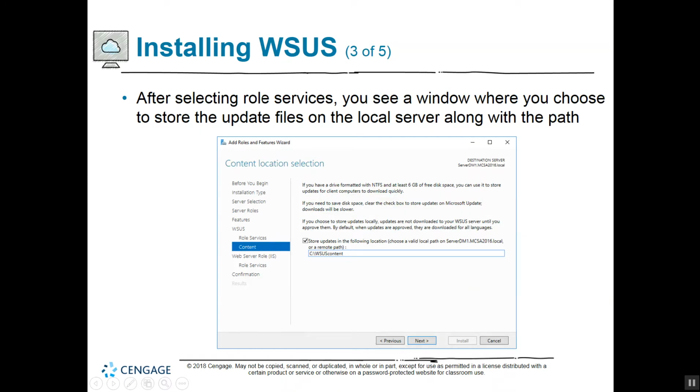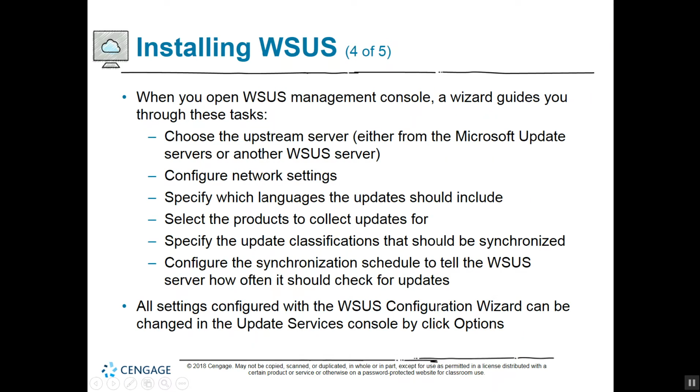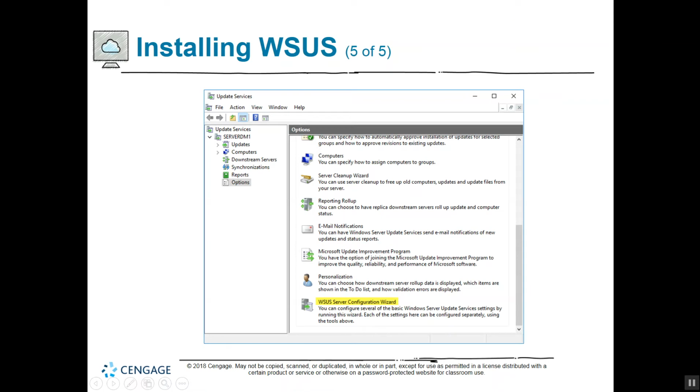Okay, we take a step further. After we've got our role, we've got to choose to store the update files on a local server, along with the path where it's going to be. We've got to configure network settings and specify language. These are all standardized things that we've dealt with in the past. Configure the synchronization schedule and tell the WSUS server how often it should check for updates. So, for Update Services, here's the configuration wizard. It's in options.